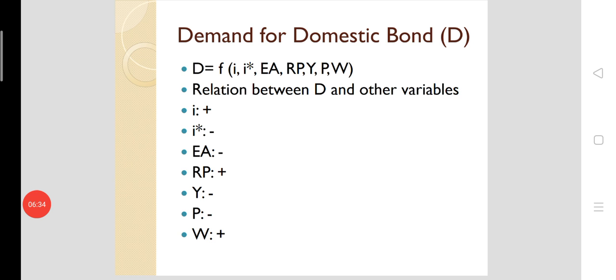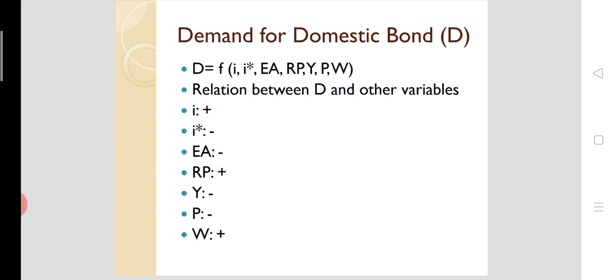Second asset in the portfolio is domestic bond. So let's consider the demand for domestic bond. Demand for domestic bond is a function of I, I star, EA, RP, Y, P and W. And first one is I. I stands for the rate of interest on domestic bond.